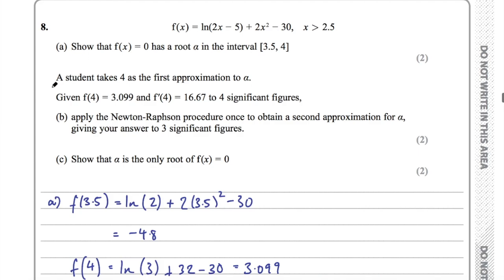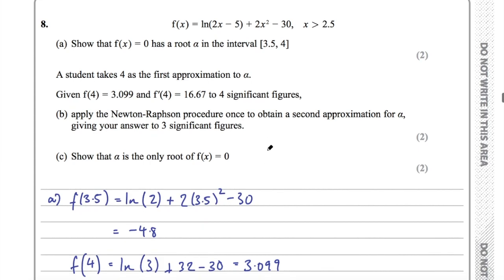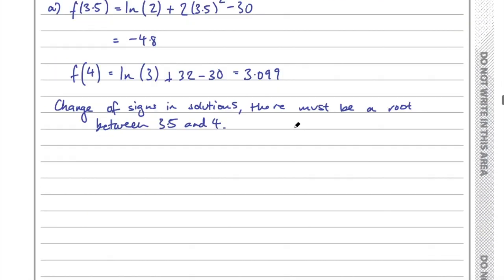Part B goes on, it says a student takes 4 as the first approximation to alpha. Given that f of 4 equals 3.099 and f dash 4 equals 16.67 to 4 significant figures, part B says apply the Newton-Raphson procedure once to obtain a second approximation for alpha, giving your answer to 3 significant figures. So let's firstly write down the Newton-Raphson method, and then we'll go ahead and start to solve this question.